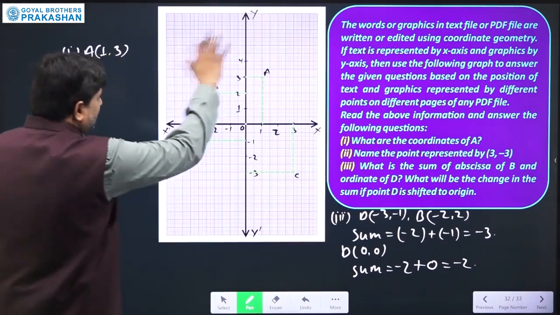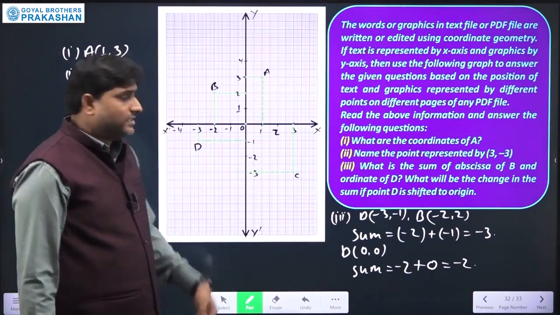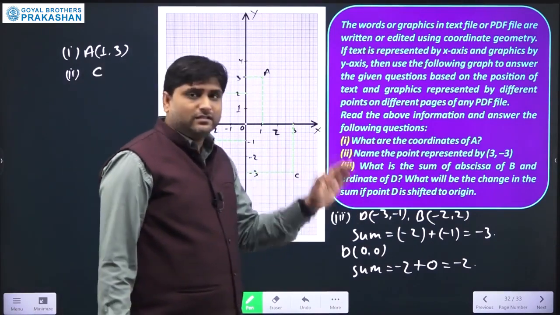So dear student, this is the solution. What we did, just read the graph and answer the questions.